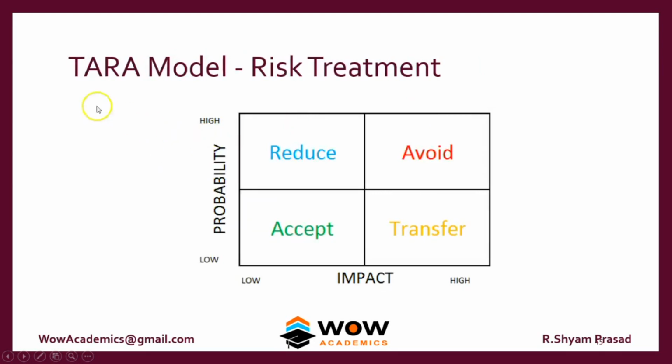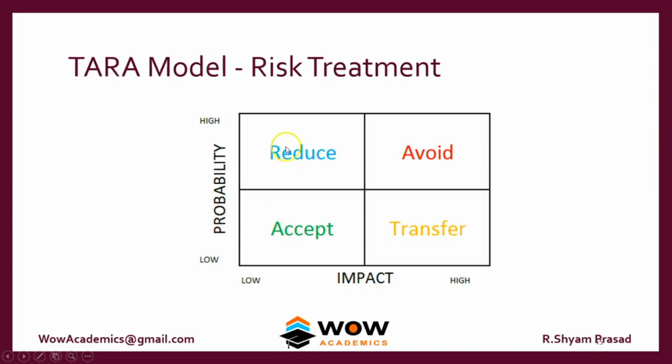This is the 2x2 matrix which we were speaking about. It's called the TARA model. On one side we have the probability of the risk occurring, on the other side we have the impact of the risk if it occurs. So we have a 2x2 matrix here. On one side we have low and high, and on the probability side we also have low and high. If the probability of the risk is low and the impact is also low, then we don't need to think too much about the risk. We can just accept the risk because the impact is low and the probability is also low.